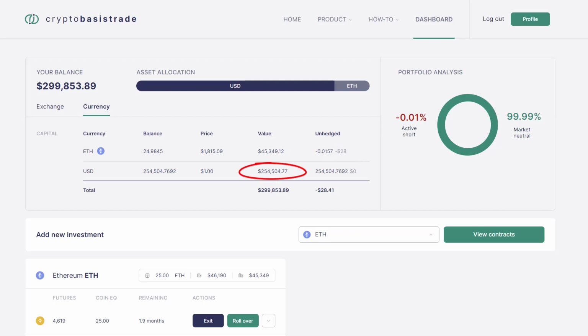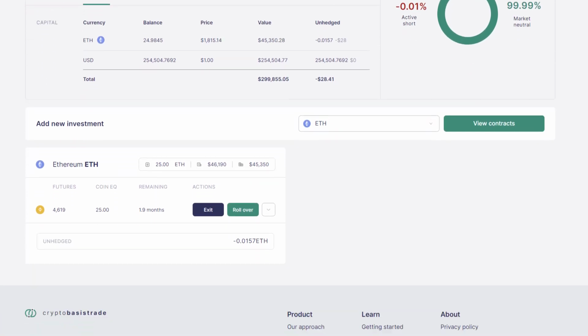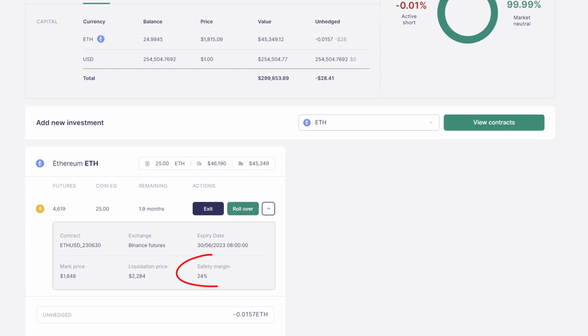We still have almost $255,000 to deploy into the strategy. However, before continuing, we need to check the safety margin. It currently stands at 24%. We have now accumulated some spot coins and could transfer them to Binance to increase our collateral and safety margin. As before, we will do so by sending Ether directly from Kraken to Binance outside of the platform.